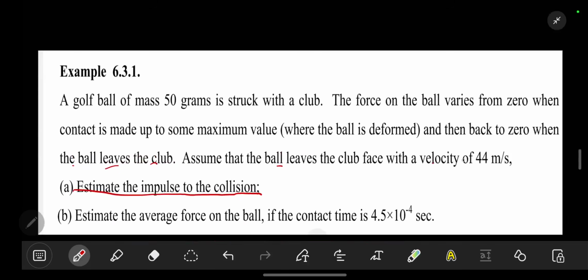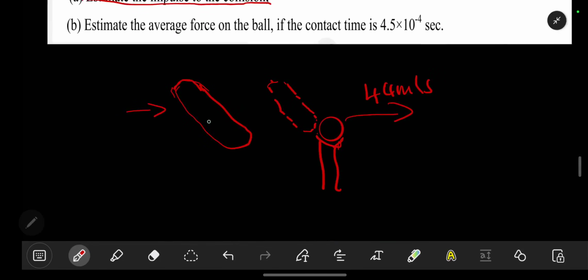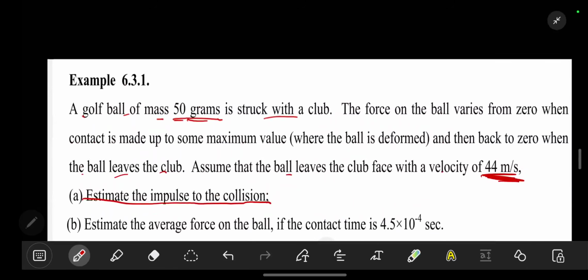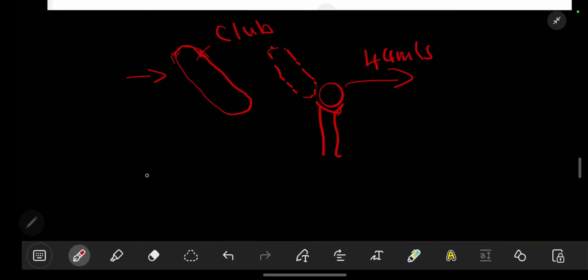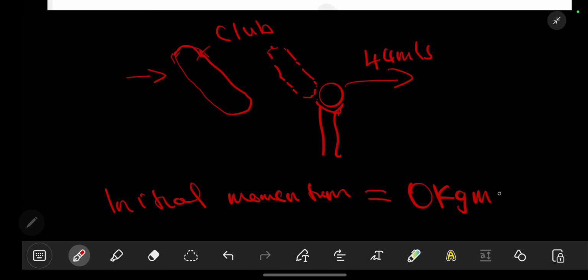So let's calculate the momentum for the 50 gram golf ball struck with a club. This is our club, this is our ball. When it is struck like that, let's calculate the momentum. Let's begin like this. The initial momentum is equal to 0 kg meters per second. Why? Because they were both at rest.